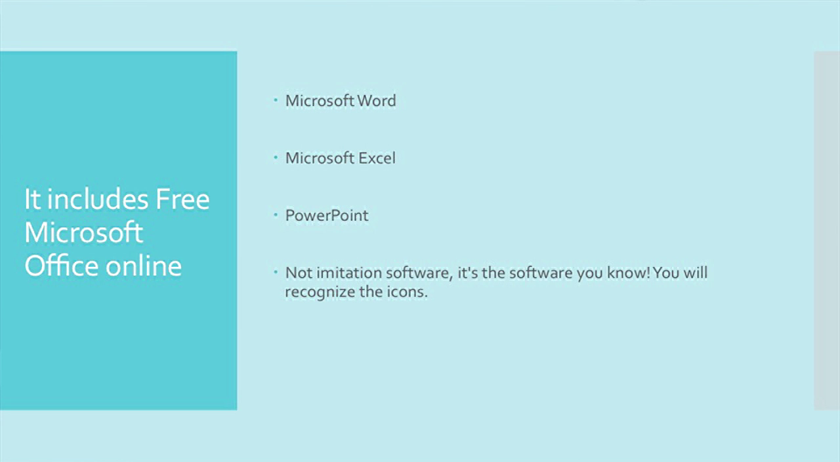It includes free Microsoft Online. And I wanted to mention that they use the term online, and what that means is you get Word, Excel, and PowerPoint in your Microsoft OneDrive. Now that's different than the one that may be on your computer, but it's not imitation software. It's the software you know, and that's why you'll really like it. When you go to look at anything in Word, Excel, or PowerPoint, it'll be icons that you recognize, and that will help you to move quickly through it.